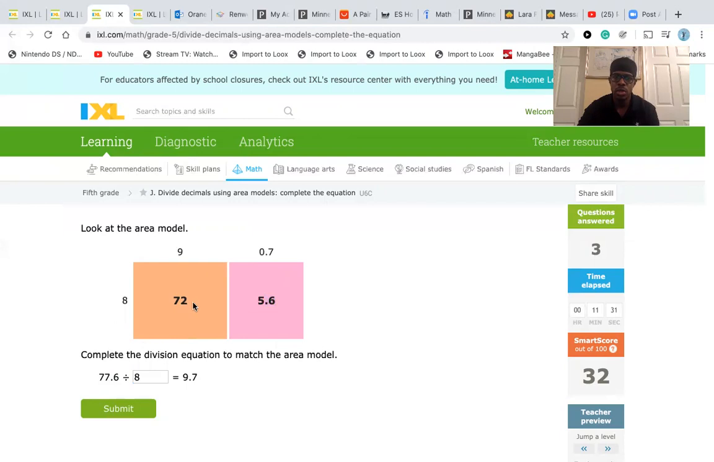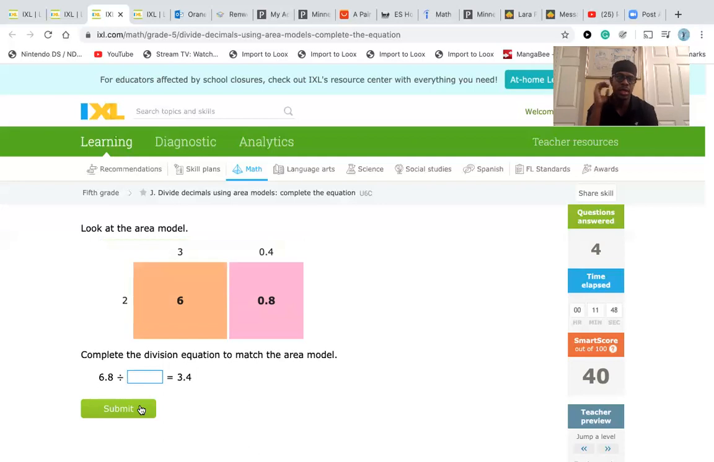0.6 plus 0.0 is just going to give you 0.6. And then 72 plus 5 is going to give you 77. So we can just check that one, and then we're good. All right, so let's look at this one.